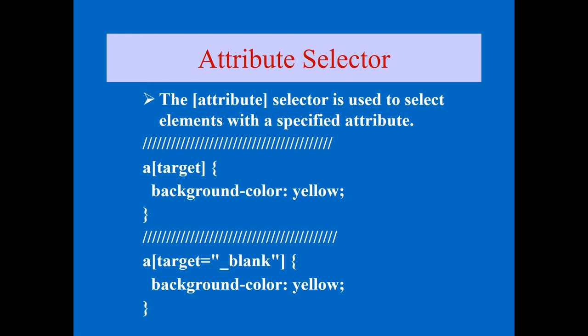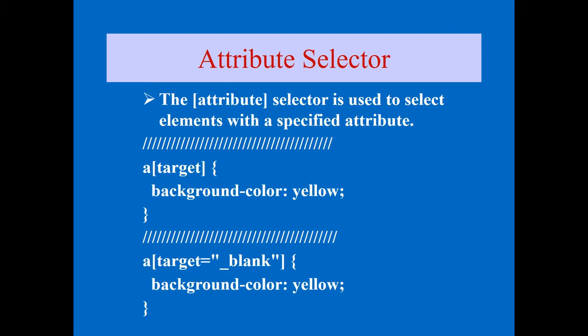The attribute selector is used to select elements with specified attributes. I discussed attributes in the last class also, in the first and second video, I think. Any element can have attributes. Take the example of the anchor tag. A is for anchor. Anchor is used for linking one page to another page, and target is one of the attributes. href is another one of the attributes. So attribute selectors are used to select elements with their specific attributes. For attributes also you can provide the properties, right?